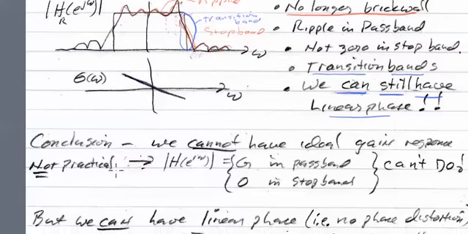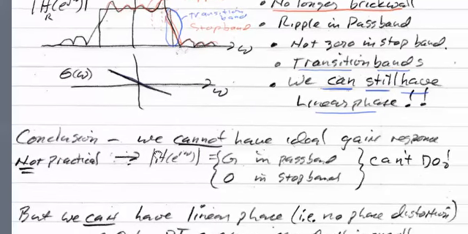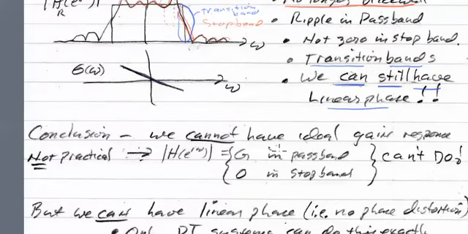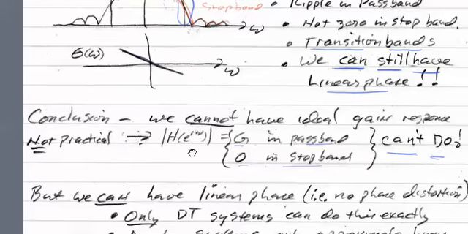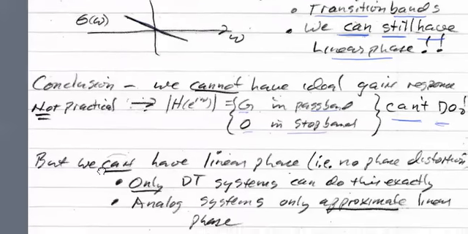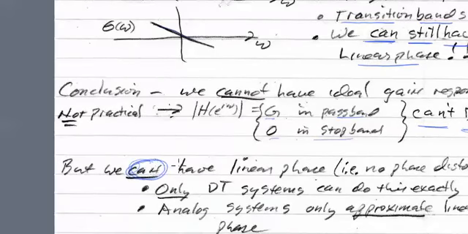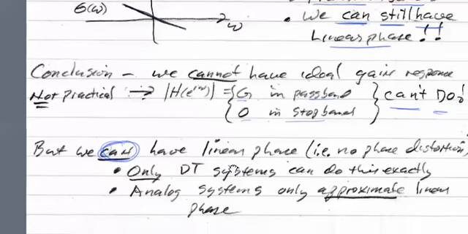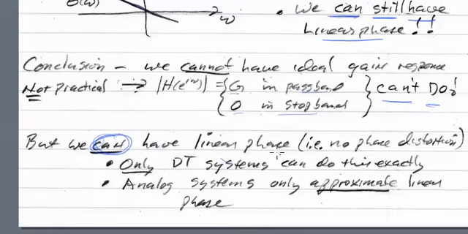So here's the bottom line. We cannot have ideal gain response. It's just not practical. This is what we wanted: constant gain in the passband, 0 in the stop band. We can't do it. But we can have, and I emphasize this, linear phase in the passband. So that is something we can accomplish.